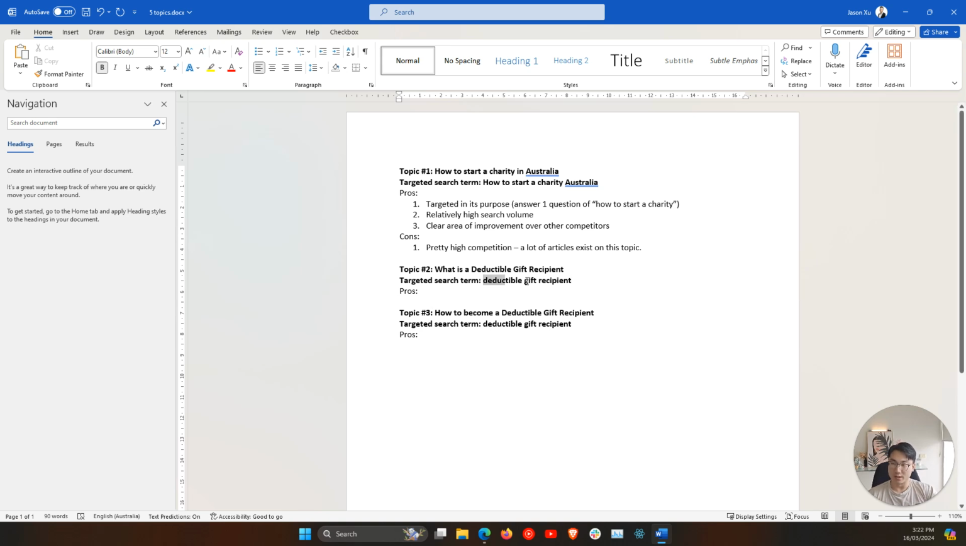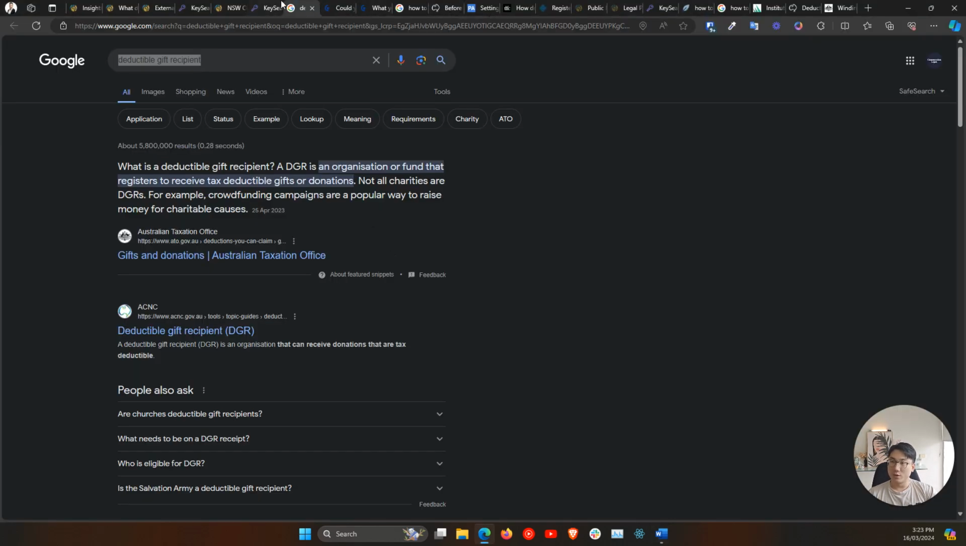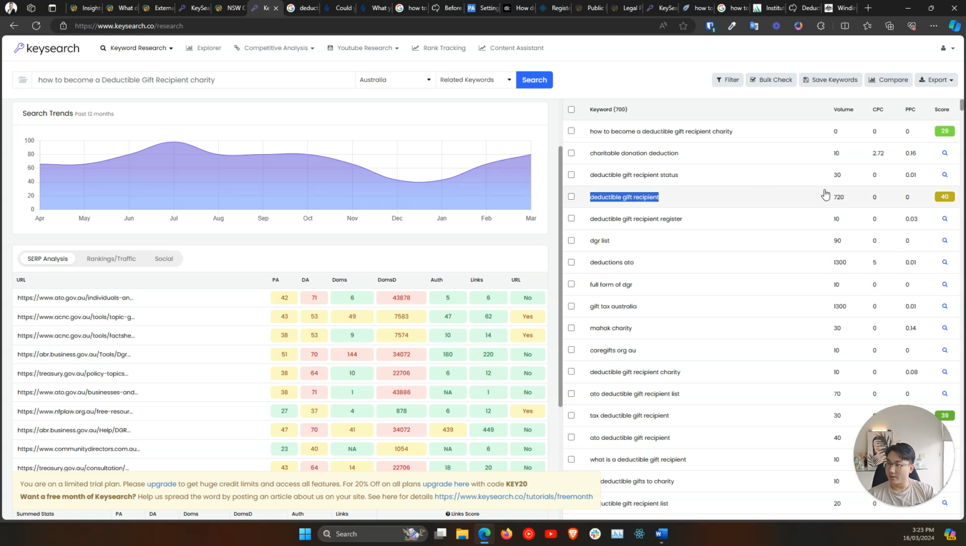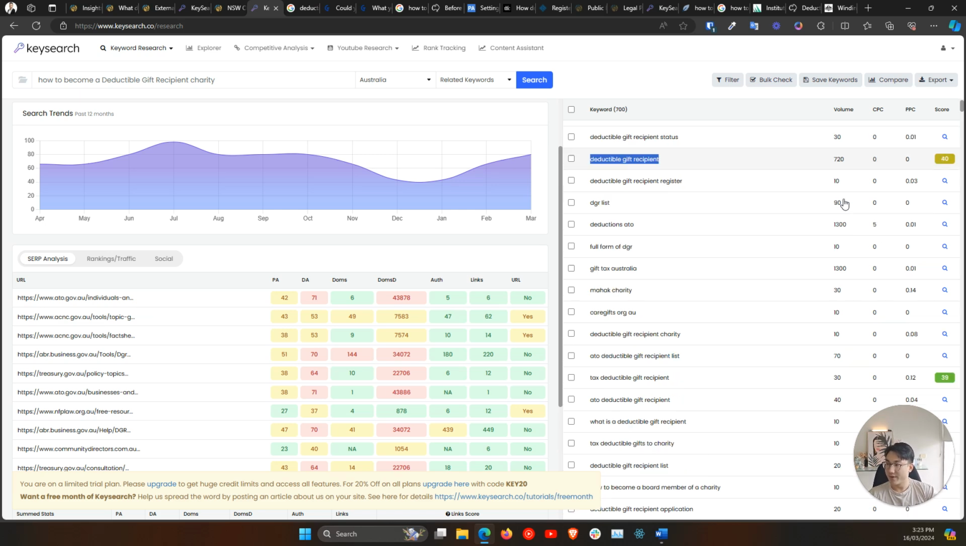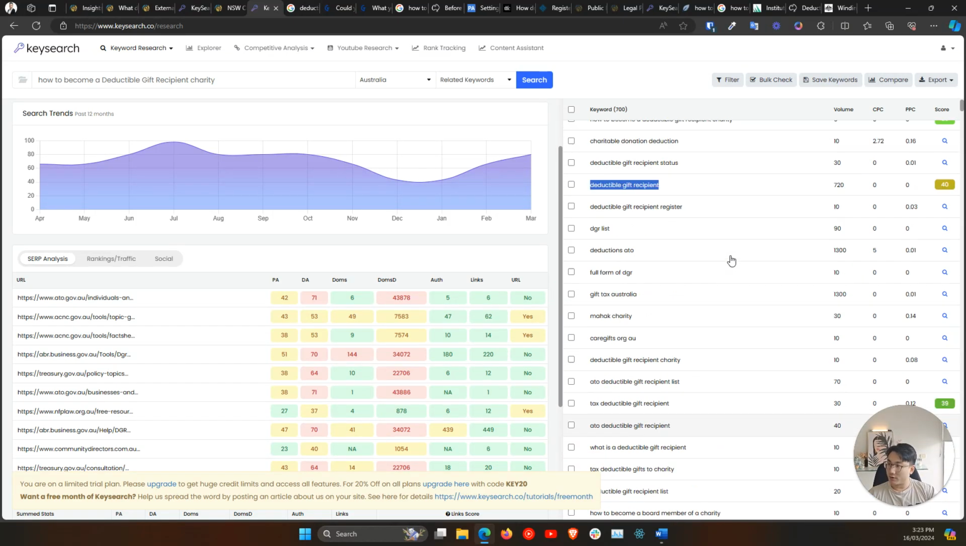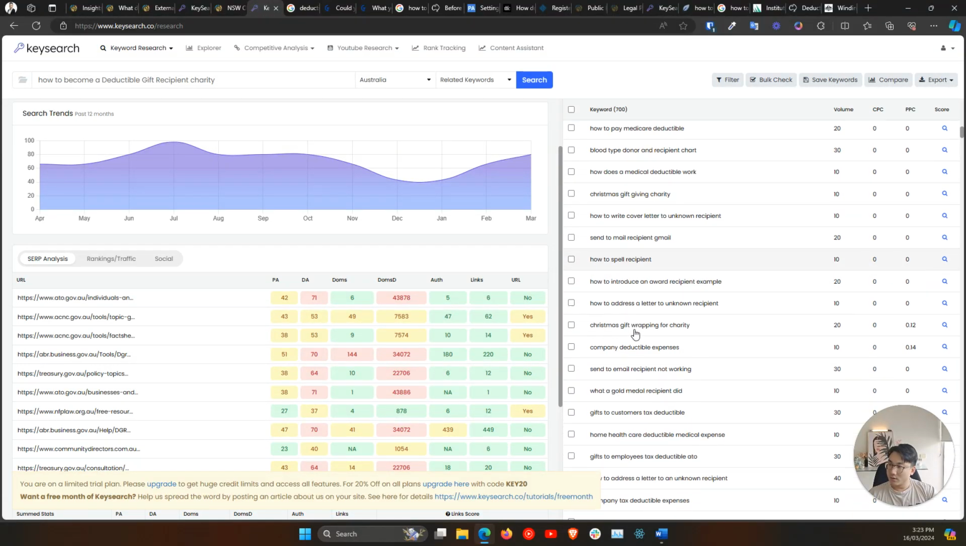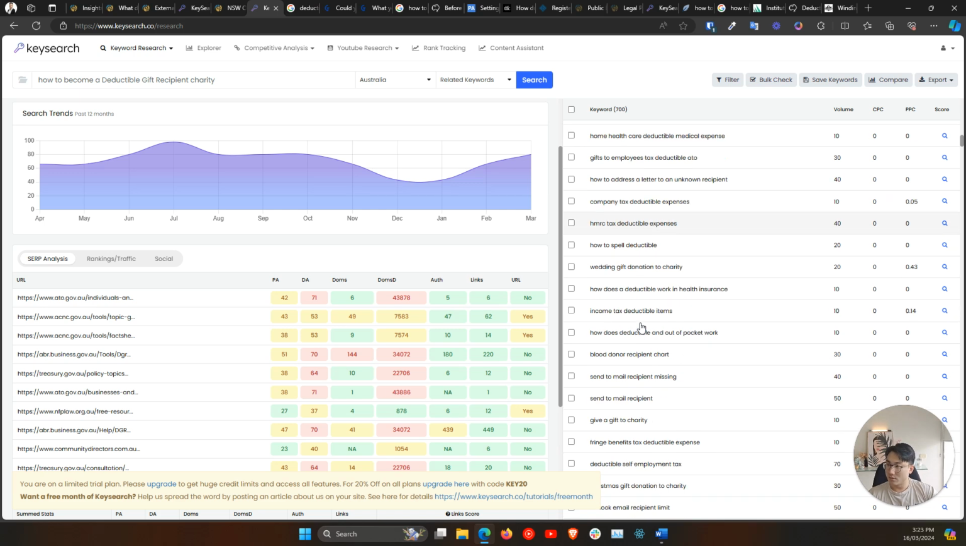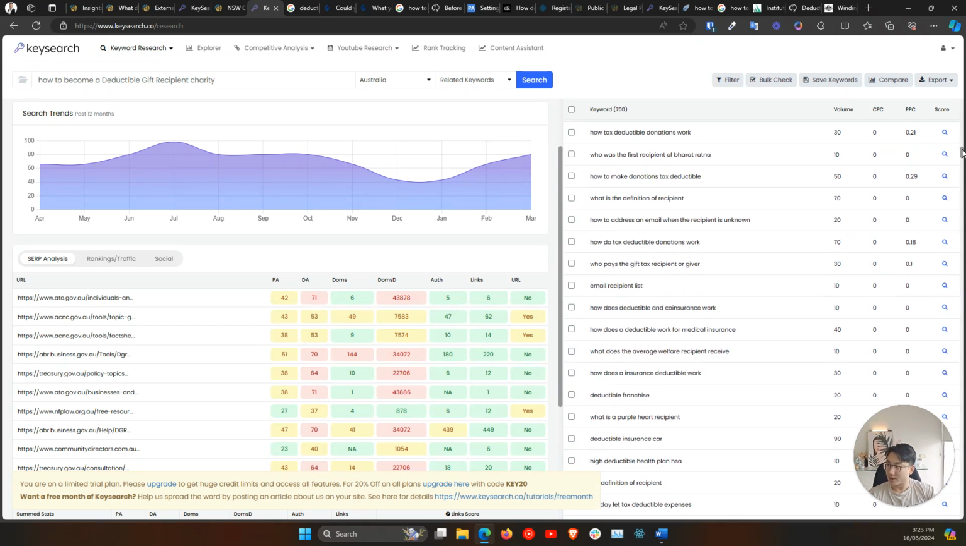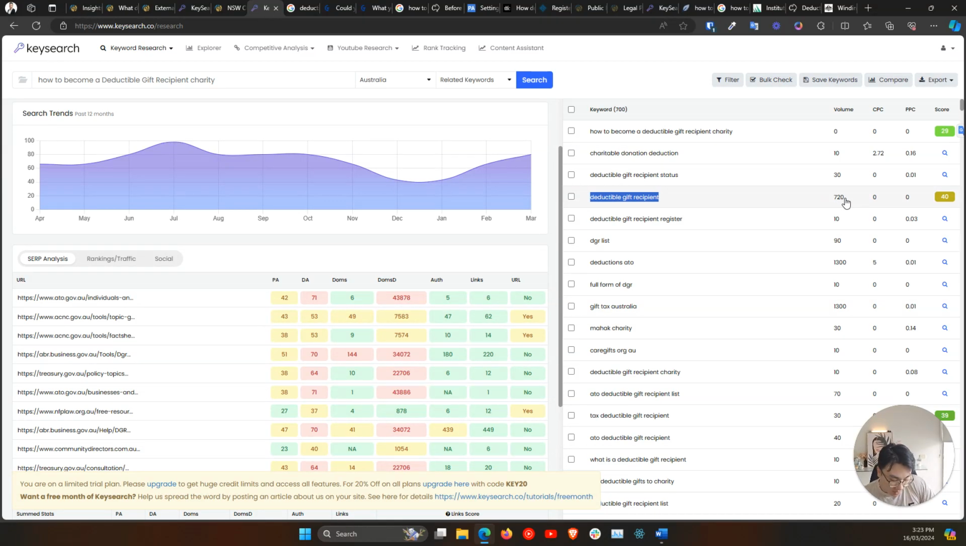the search term that I'm targeting. I'm targeting deductible gift recipient because, according to Key Search, it's essentially got the highest search volume every month for this area of topic. It's got 720 apparently, and when I scroll down, there's really no other related topic about DGR that's close to that amount of search volume. So for this particular topic, topics 2 and 3, the search volume has become the determining factor.